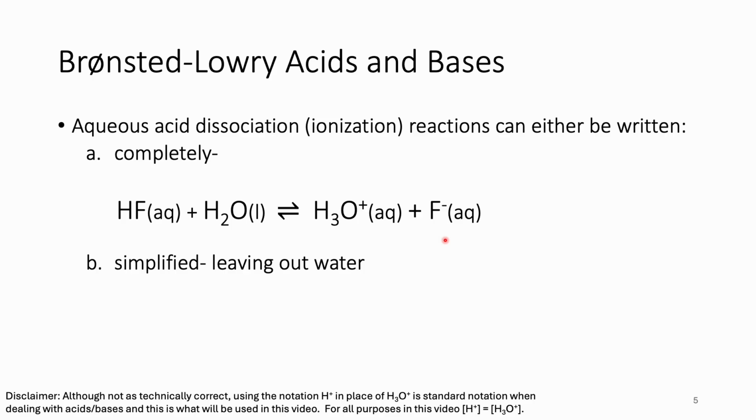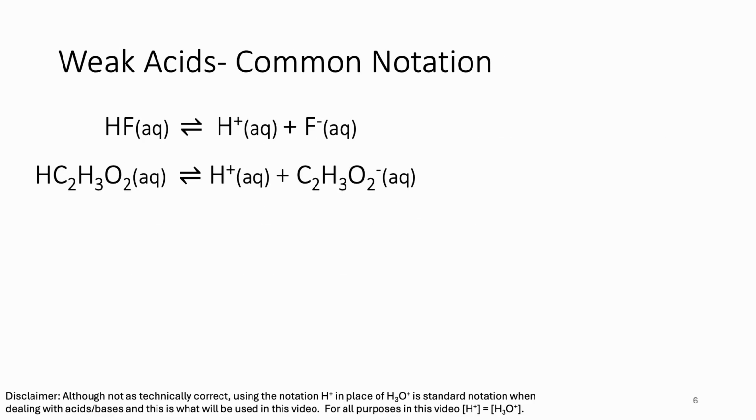But we can also write out this acid dissociation or ionization reaction in a simplified version where we leave out water, where we just show our weak acid ionizing partially in solution to give us our hydrogen ions and our fluoride ions. For this tutorial, I'm going to write out these reactions using this simplified version. When you look at the ionization or dissociation reactions of these weak acids in solution, you're going to start to notice a pattern.